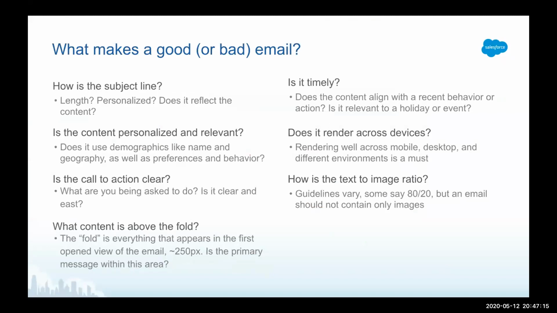You also want to make sure of the text to image ratio. Email best practice says it's 80-20. An email should not contain only images. This is something that you should embed, maybe put a sticky note on your computer. Email should not contain only images. Nowadays, Google, Yahoo, MSN, they will block the email. So I got away with it back in 2008, but you cannot get away with it now in 2020. So you want to make sure that you have that 80 to 20 rule where it's 80% text, 20% image, and you definitely don't want it to be 100% images.